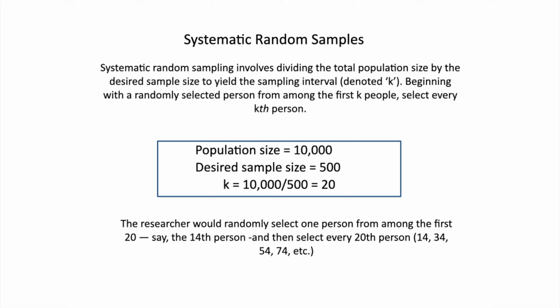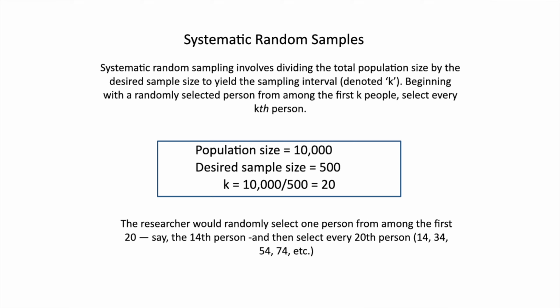Random sample type 2, this is the systematic random sample. For me, the best way to understand a systematic random sample is that you have a population list. You literally have the list right in front of you. And what you know is the total population, and you also know the size of sample that you want to take. So let's say you've got a list of everybody in a small town that has 10,000 people living in it, and you want to get a sample of 500 people.